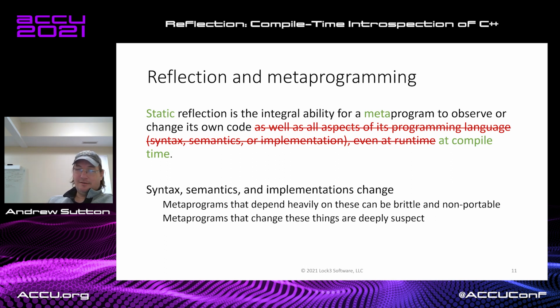So we should try to isolate or insulate metaprograms from as much change by the language and their implementations as possible. And with regards to changing these things, I find that to be kind of suspect. I don't really want language features that let me change the fundamental essence of what C++ is. You know, a class should be a class, and if you have a library that changes that meaning, I don't think we're writing C++ anymore.